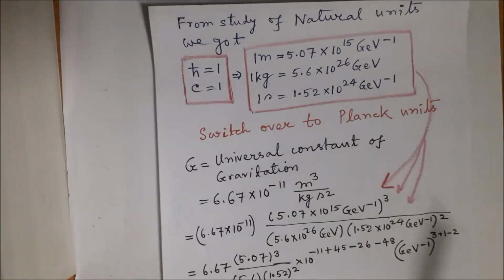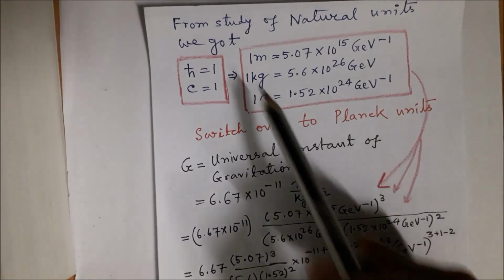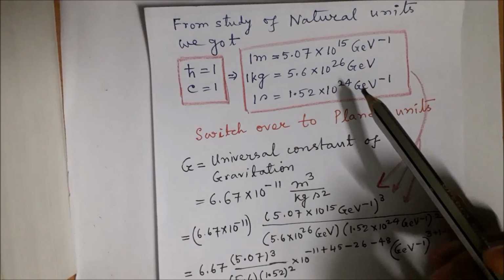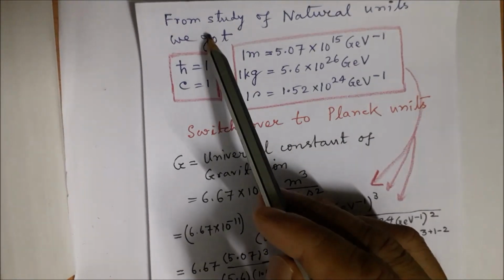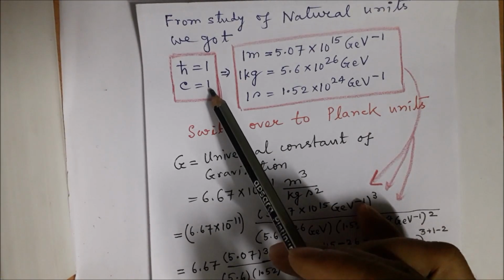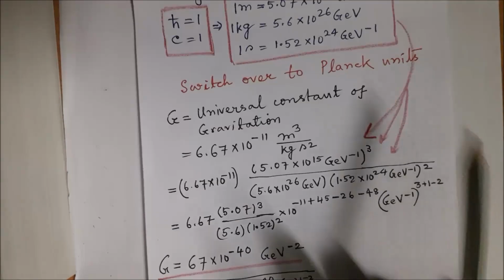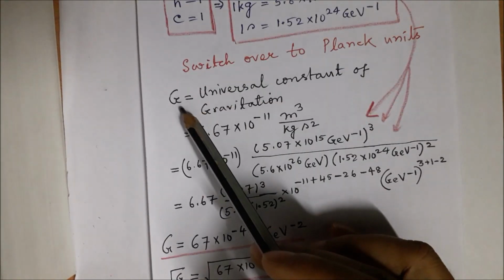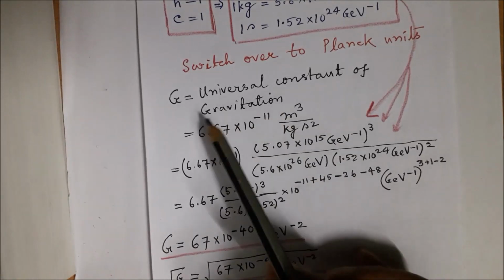So what we have done up to this much is we have derived the Planck units. Now from a study of natural units also the same thing can be obtained, which let me just rush through. From a study of natural units we got h cross equal to 1 and c equal to 1 and these conversion factors, and we can switch over to Planck units using these values. Let us start with G, which is the universal constant of gravitation. So this is the value of G.